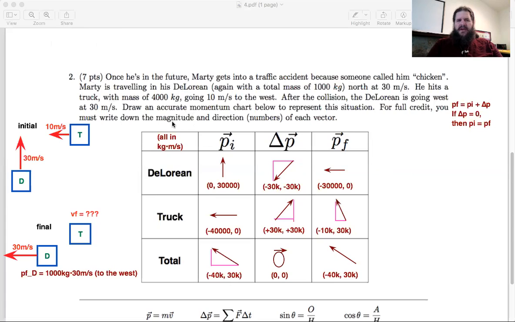And we also want to label the magnitude and direction of each one of these vectors. So let's give that a try with a couple of them just to get some practice. Let's take a look at the change in momentum of the truck, looking at this one specifically for the moment. We want to find the magnitude. If we know that these sides are 30,000 to the west, 30,000 to the east, and 30,000 to the north, how do we figure out the magnitude, this diagonal here?